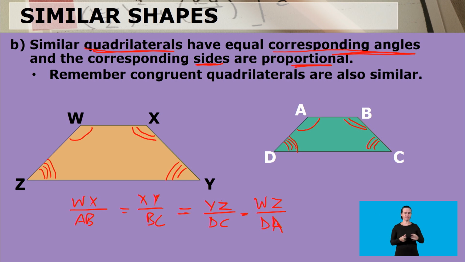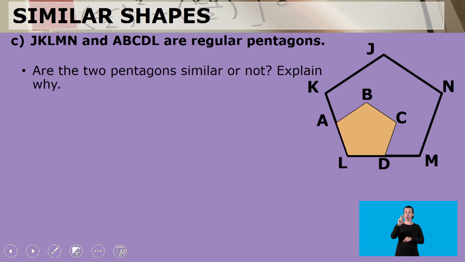All right, so that's proportionality. And also remember that congruent quadrilaterals are also similar. All right, let's move on to the next one, which is other shapes that may not necessarily be a triangle or a quadrilateral. And I'm looking at pentagons here.